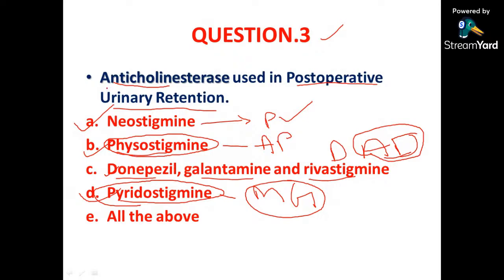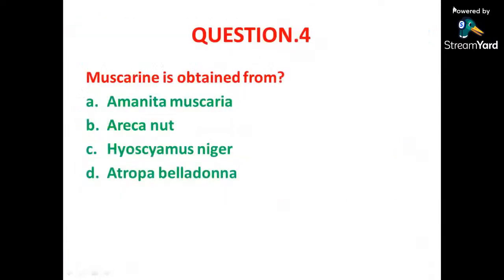Okay, so here the anticholinesterase which is used in post-operative urinary retention is neostigmine. So the correct option is neostigmine. The answer is A. I think this third question is also clear to you all. Now we'll go with question 4.